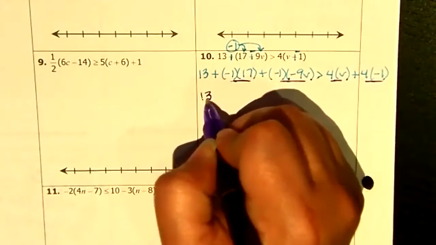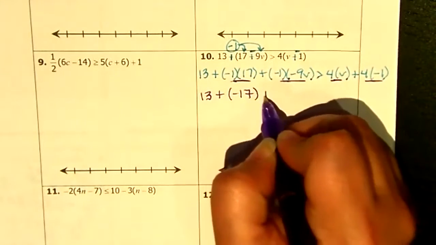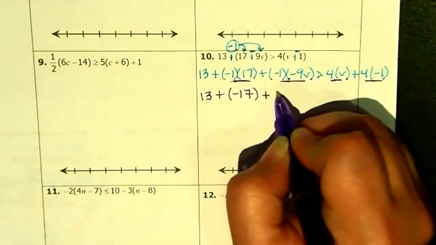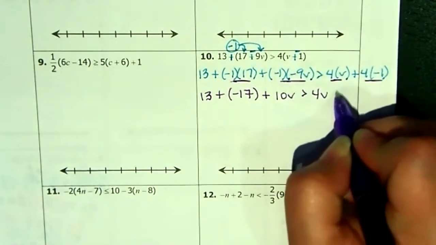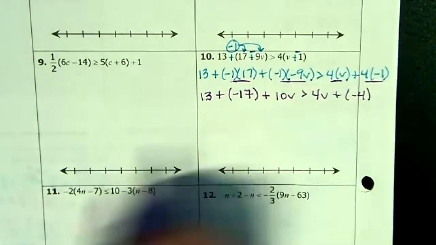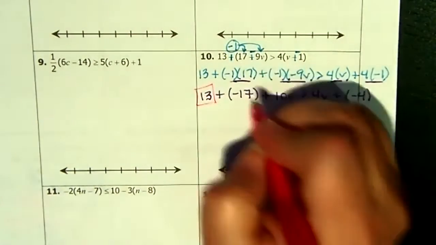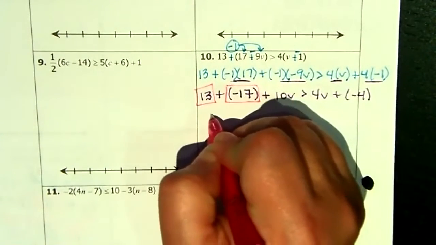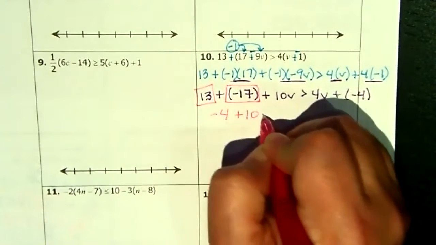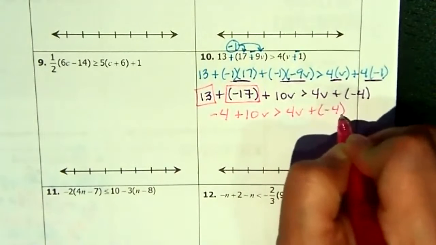So now I'm going to have 13 plus negative 17 plus 10v is greater than 4v plus negative 4. And now we simplify. My constants over here, they're doing battle, and the negatives win, so I end up with a negative 4 plus 10v is greater than 4v plus negative 4.